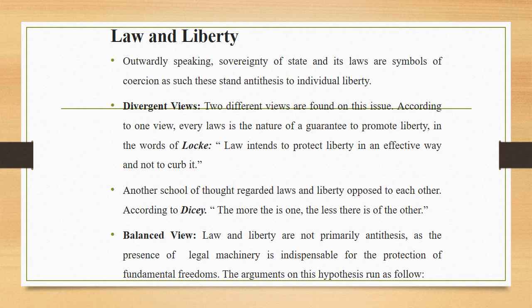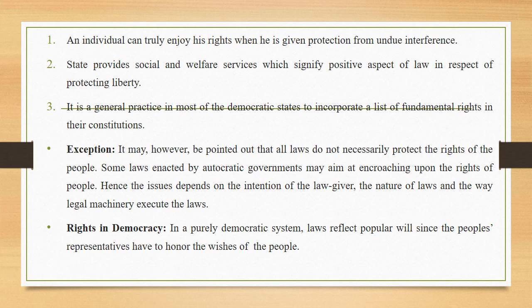There is a balanced view that law and liberty are not primarily antitheses, as the presence of legal machinery is indispensable for the protection of fundamental freedoms, and both are important. If someone needs protection of liberty, it requires laws, and it is indispensable. And the arguments on this hypothesis run as follows. Number one, an individual can truly enjoy his rights when he is given protection from undue interference. So when there are no restraints and no undue interference, one can enjoy his rights in a true sense.